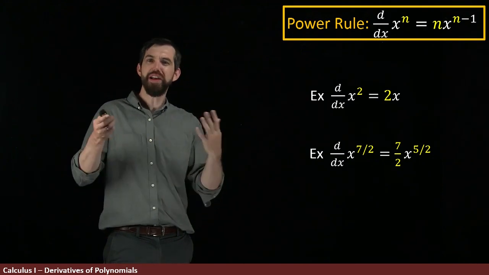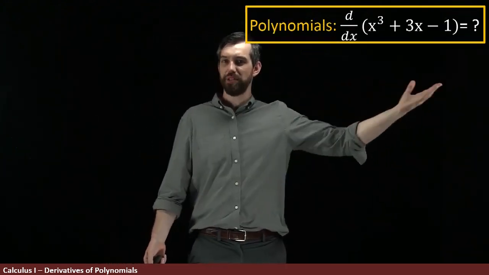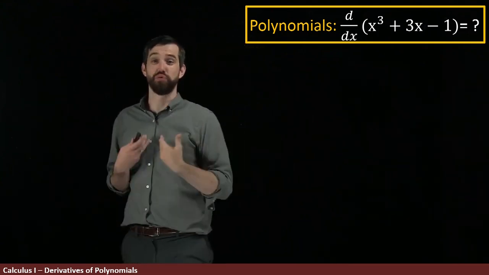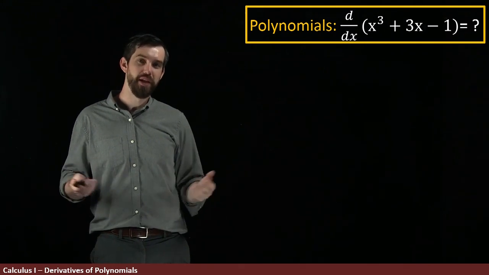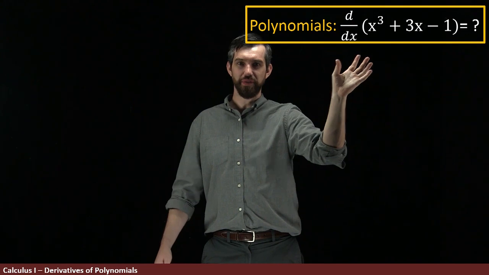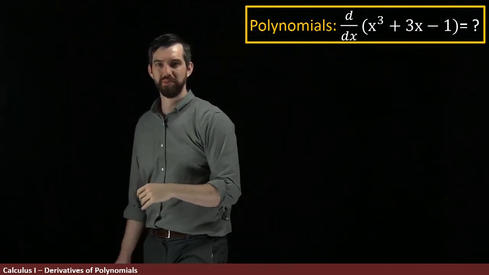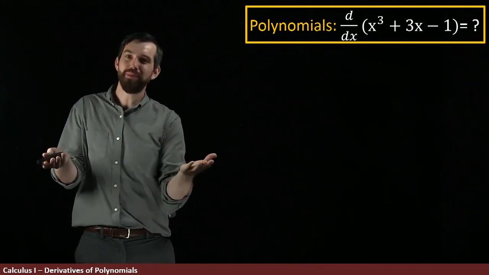Okay, so what if I don't have just powers, but I have some sums of powers? In other words, I've got a polynomial and I want to take the derivative of a polynomial. How can we deal with that? Now, what I notice is that this is the derivative of the sum of a bunch of things. So I kind of want to ask a broader question: what is the derivative of the sum of two things?